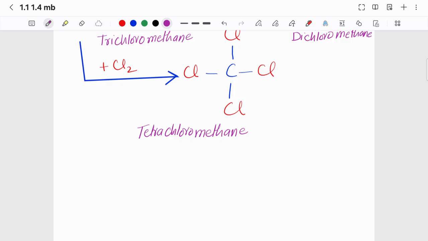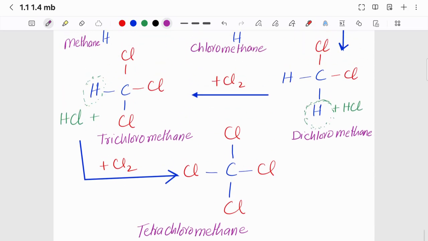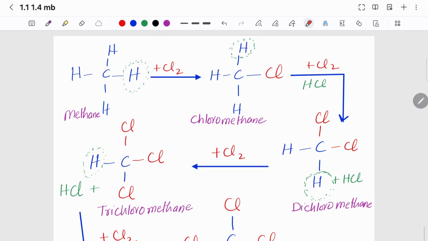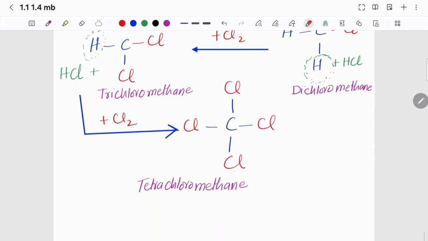So my dear student, this is called the substitution reaction, in which at every step 1 hydrogen is being replaced with 1 chlorine. As you can see, 1 hydrogen is replaced by 1 chlorine at each step, and eventually we have replaced all the 4 hydrogen of this methane molecule.